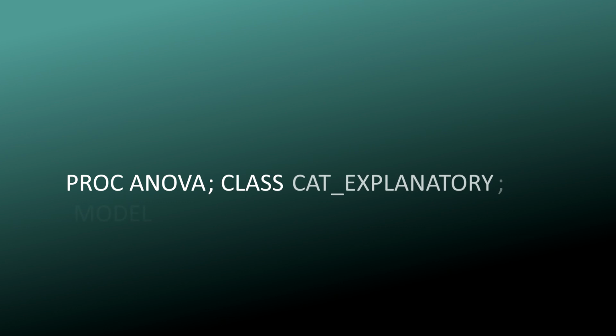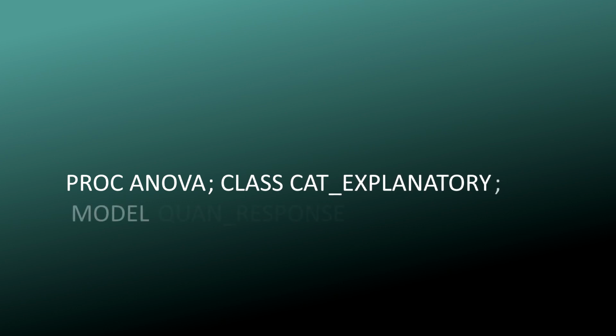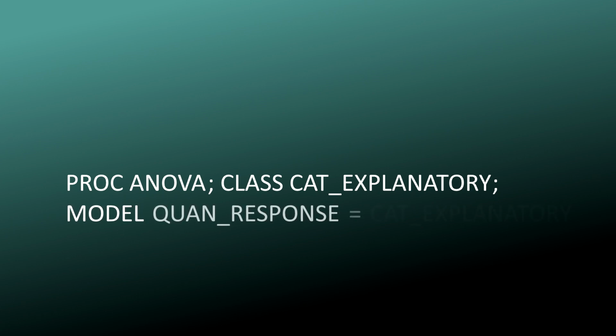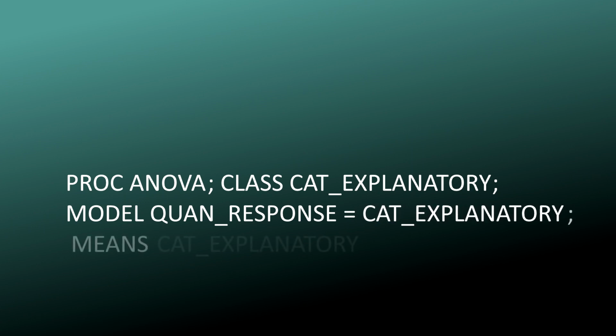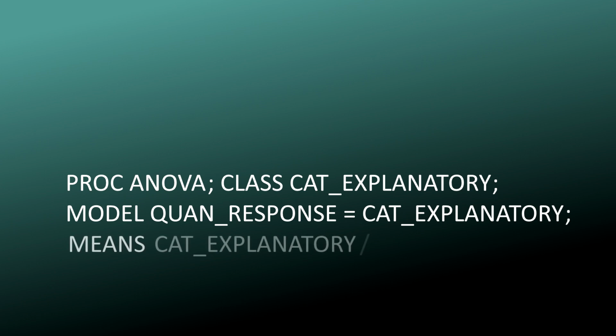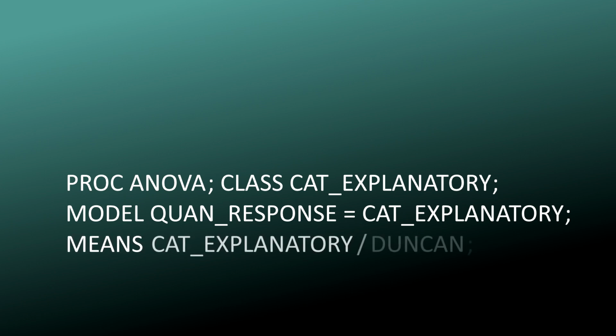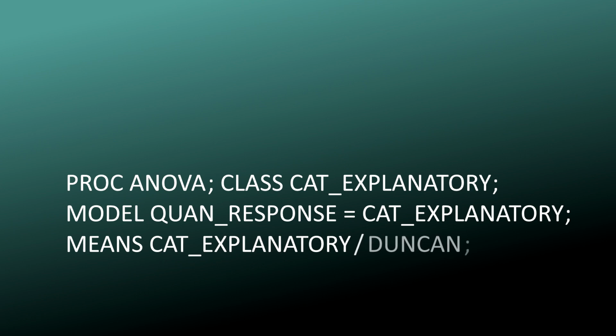categorical explanatory variable, semicolon, model, quantitative response variable equal to categorical explanatory variable, semicolon. And then finally, the mean statement, which includes the categorical explanatory variable. If your explanatory variable has more than 2 levels or groups, you'll also need to conduct a post hoc test. To conduct a Duncan multiple range test, you include a slash followed by the word Duncan at the end of the mean statement and before the semicolon.